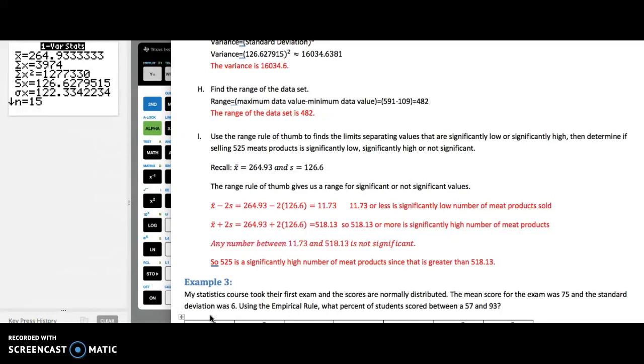Well, the empirical rule tells us 3 things. If you go out 1 standard deviation from the mean, approximately 68% of the values fall within those two numbers. If you go out 2 standard deviations from the mean, approximately 95% of the values fall within those two numbers. That's the range rule of thumb. And the third thing is if you go out 3 standard deviations, approximately 99.7% of values fall within those two numbers. So the further you go out from the mean, the more values lie within those two numbers.